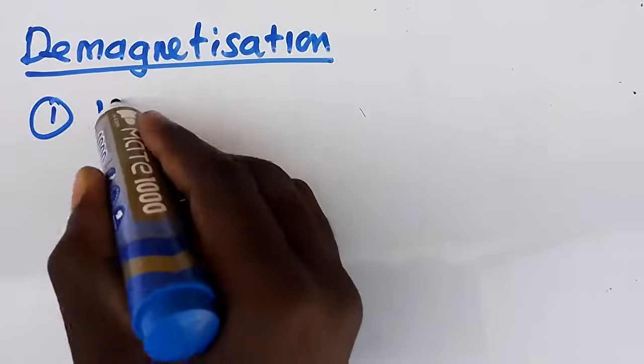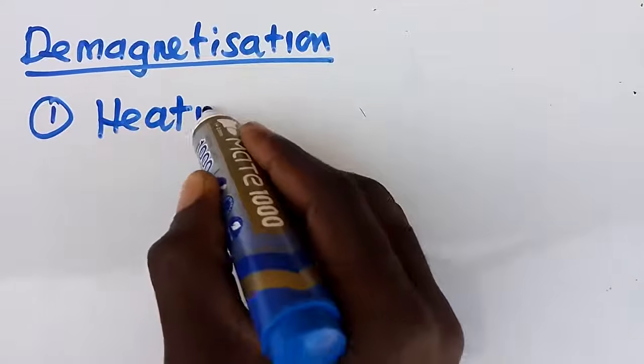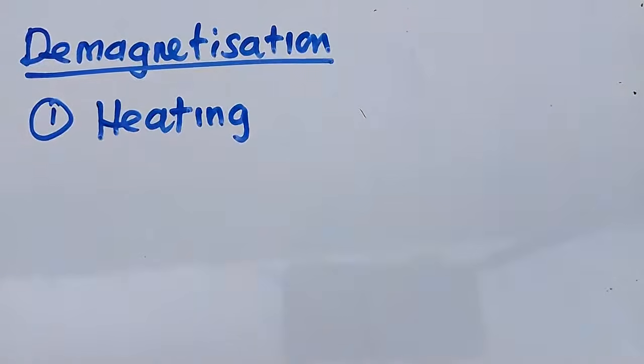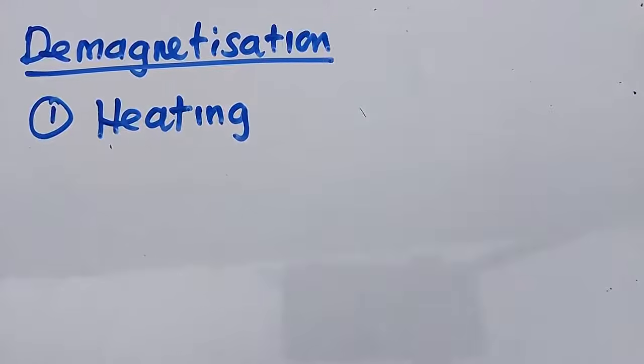So here we are just talking about destroying a magnet. How can you destroy a magnet? One is by heating. When a magnet is heated to a high temperature, it will lose its magnetism very quickly, which means it is no longer going to be called a magnet.